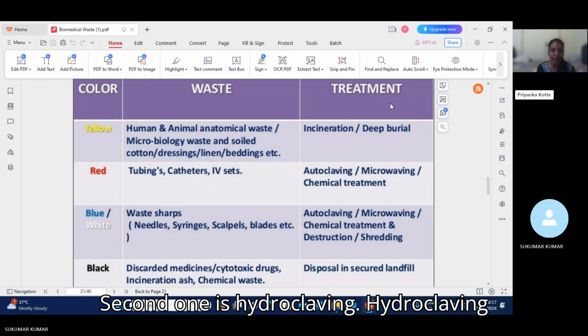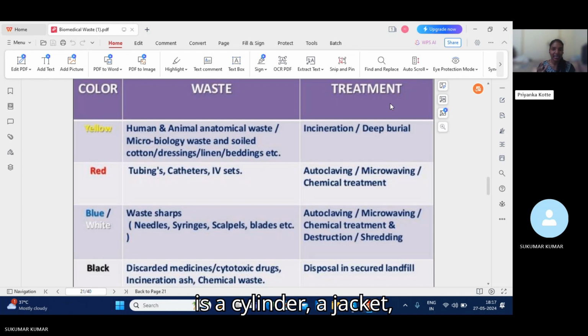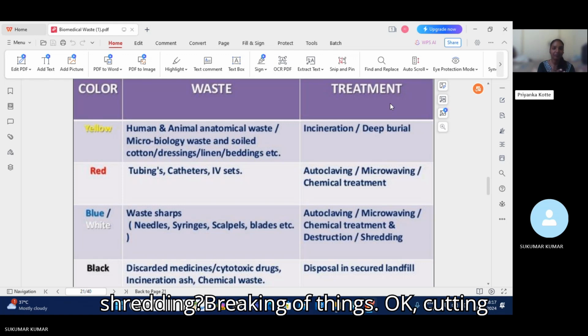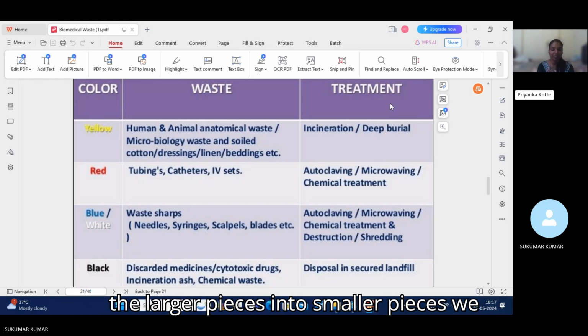The second one is hydroclaving. Hydroclaving uses a big jacketed cylinder, a vessel with a shredding system inside. What is shredding? Breaking things, cutting the larger pieces into smaller pieces, we call it shredding. So this hydroclave has a shredding system inside it, and waste is loaded through the door on the top of the vessel. High temperature steam is maintained between 121 to 138 degrees centigrade, and 5 bar steam pressure is used.